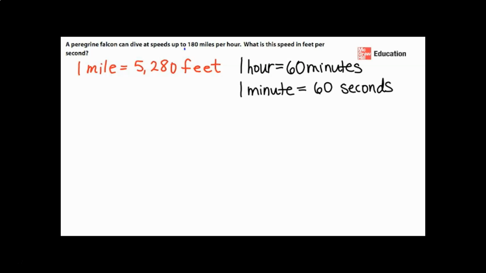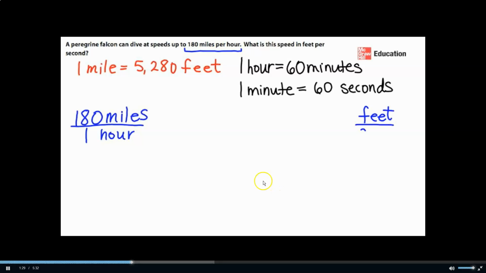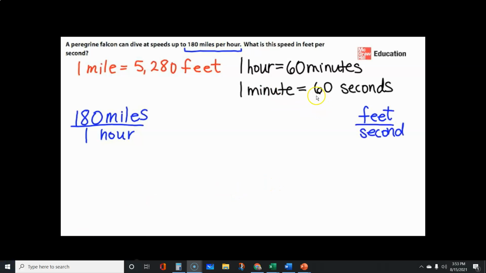The fact given in the problem is that the falcon can dive at speeds up to 180 miles per hour. So we'll begin by writing that as a fraction. 180 miles in 1 hour. Our goal is to have an answer in feet per second. In class, we took the 60 times the 60 and used 3,600 to convert hours to seconds.